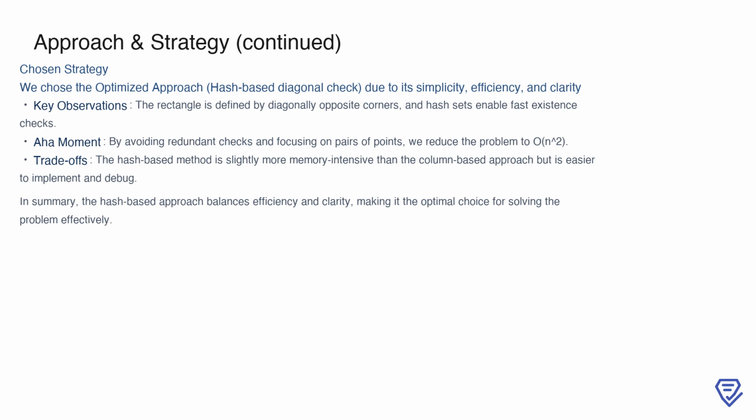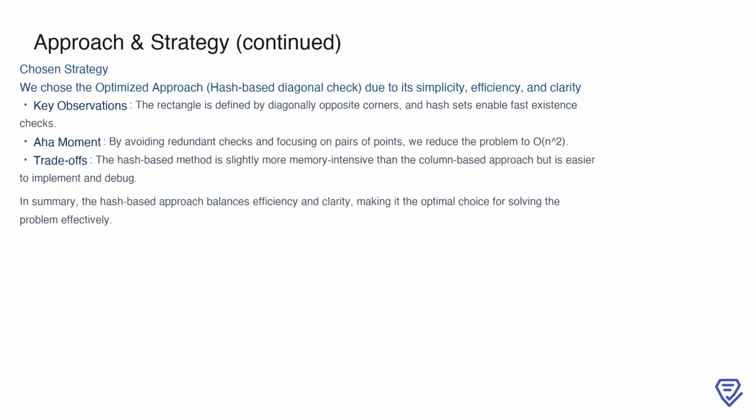By focusing on the key observation that rectangles are defined by diagonally opposite corners, we can use hash sets to perform quick existence checks and eliminate unnecessary computations. This insight, combined with the simplicity of iterating over pairs of points, reduces the problem to O(n squared) time complexity, making it efficient for large inputs.